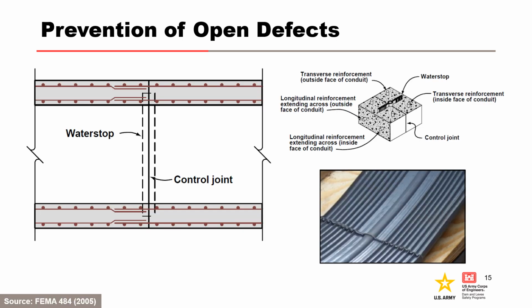This slide shows a few different methods that we can use to prevent open defects from occurring. On the left, we have a control joint that's used in reinforced cast-in-place concrete conduit construction, with longitudinal reinforcement being continuous through the joint. And on the right, we have an example of a water stop that's placed across the joints of conduits to stop water from coming through the joint. On the top right, we have a typical water stop detail, and on the bottom right, we show a typical water stop that we use in conduit construction.